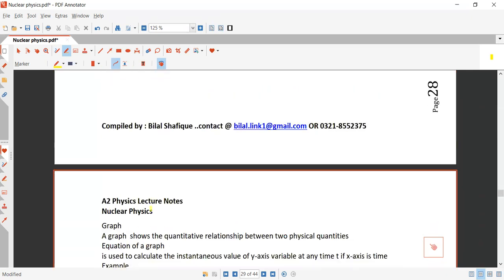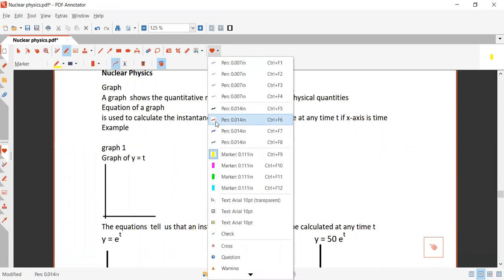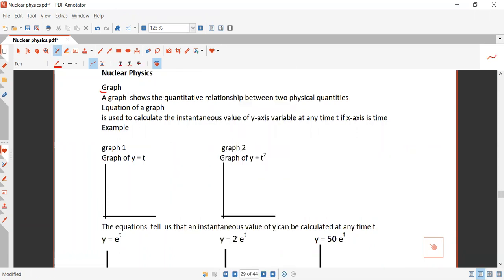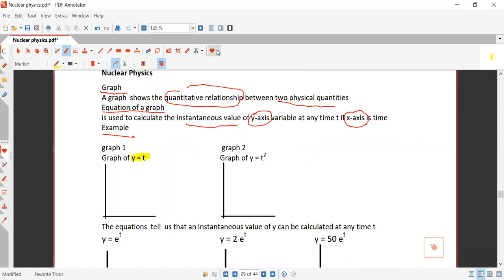Okay. So now let's get to the examples of the graph. The technical topic of the chapter is coming. Graph. You know, students, a graph shows the quantitative relationship between two physical quantities, right? An equation of the graph is basically used to calculate the instantaneous value of the y-axis at any time on the x-axis, right? For example, if we have this equation, y equals t, then the graph of this turns out to be a straight line, right?